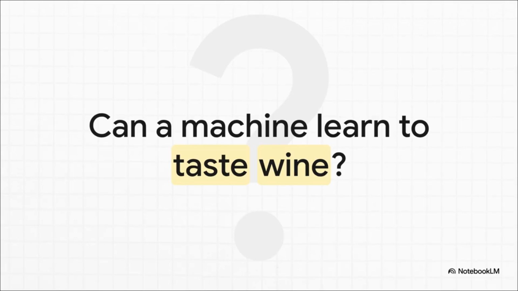So let's start with a big question, a fun one. Can a machine actually learn to taste wine? I mean, obviously not by sipping it, but by just looking at its chemical data. Can it really tell a good wine from a not-so-good one using only numbers? Well, we're about to find out.